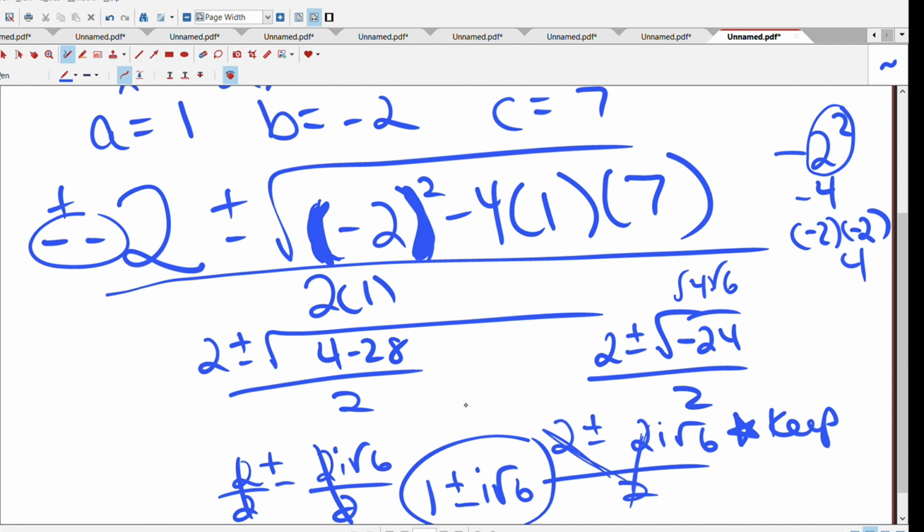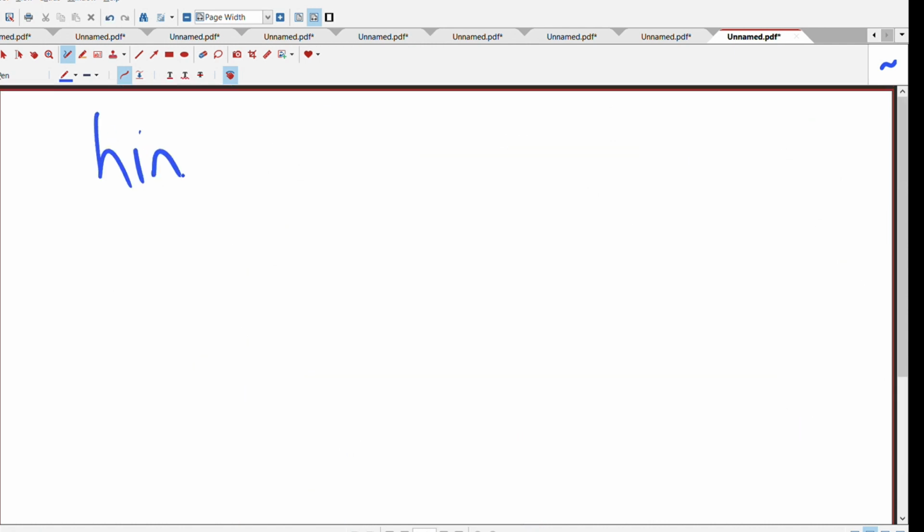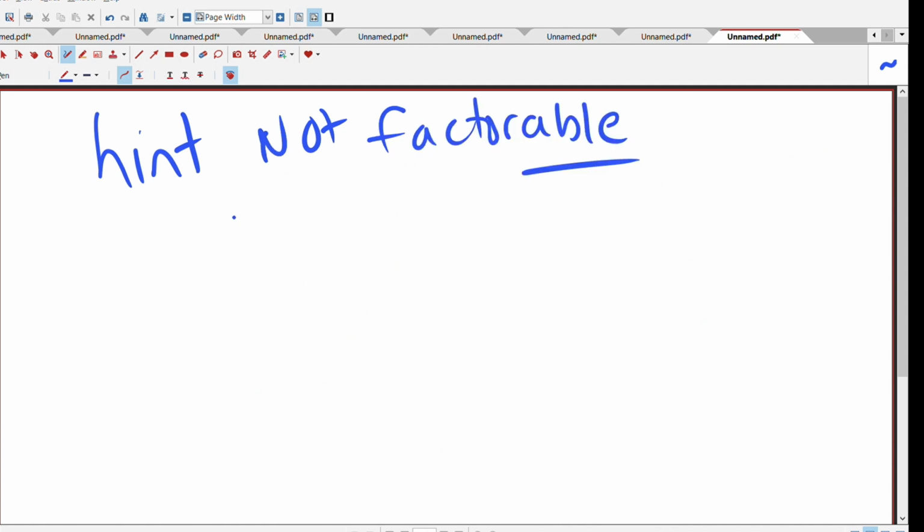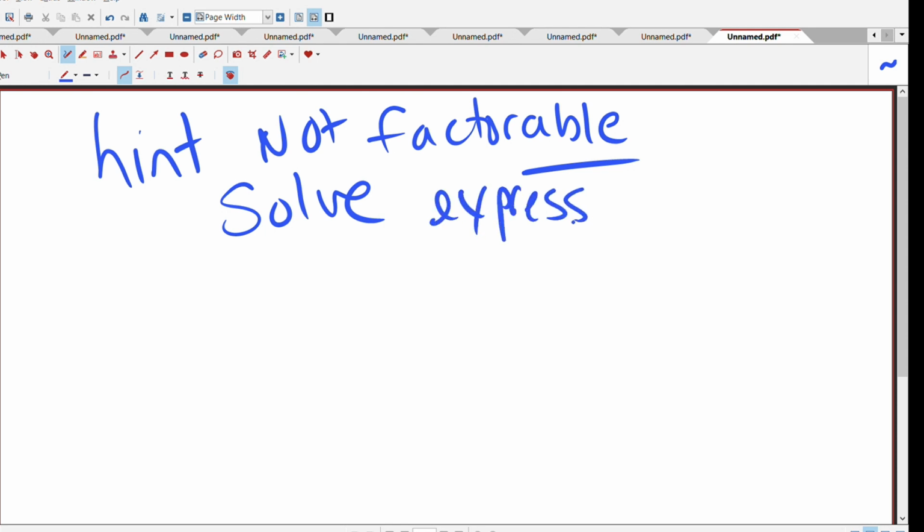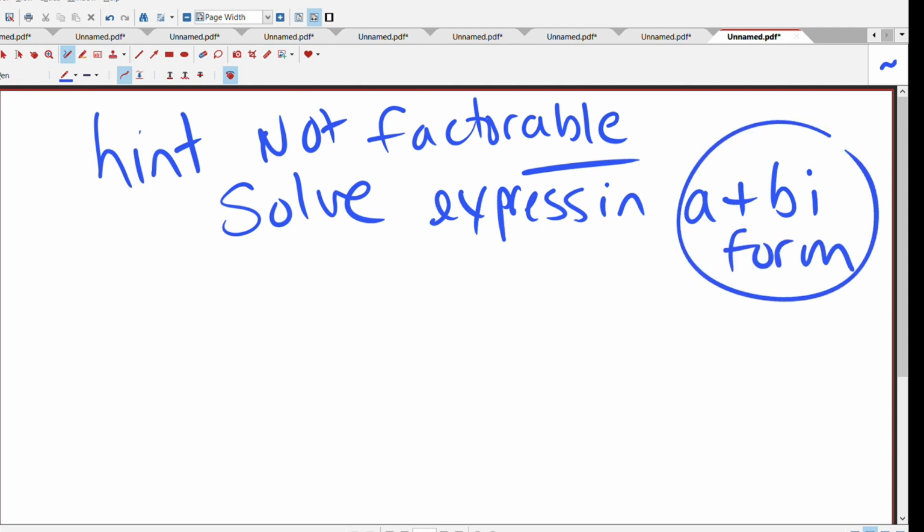Now, a hint to know that it's not factorable is when it says to solve for the answer and express in a plus bi form. It's telling you it's a complex number. It's not a real number.